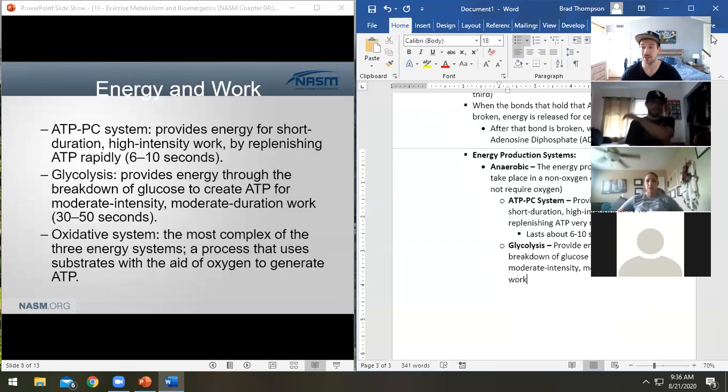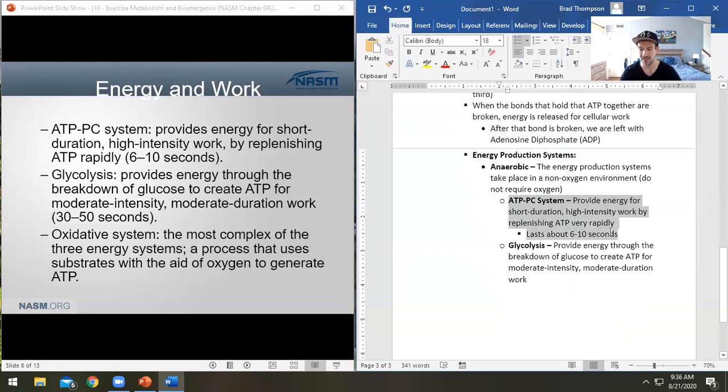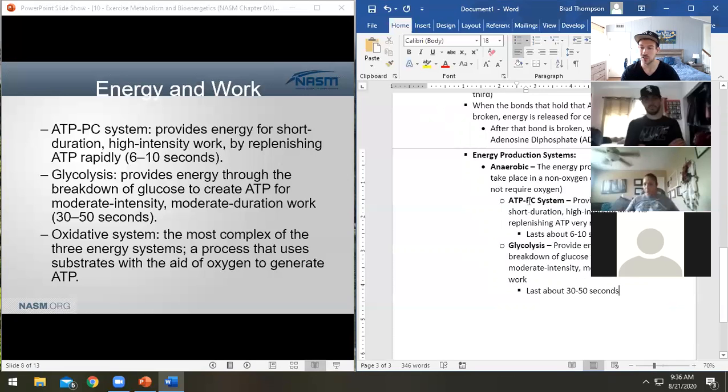This is again the difference between metabolism and exercise metabolism. The true high intensity stuff is this stuff right here, right? Glycolysis is now in the middle. And so this is going to last about 30 to 50 seconds. And you'll notice there's a little gap here, right? What's happening? Well, what about 10 to 20 seconds? That's where you're switching in between these two.